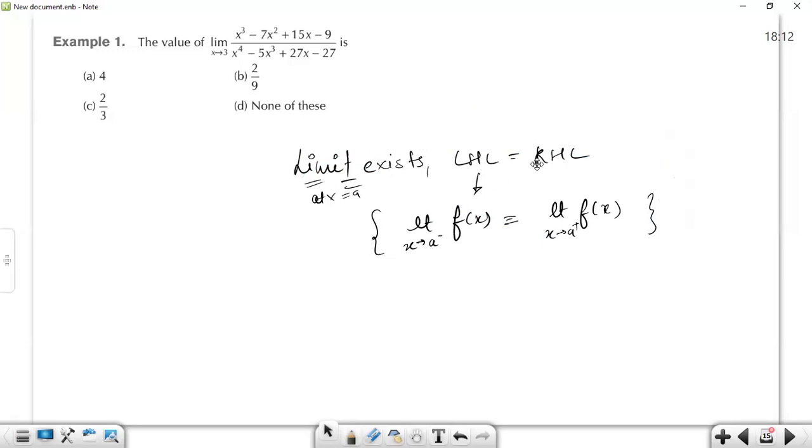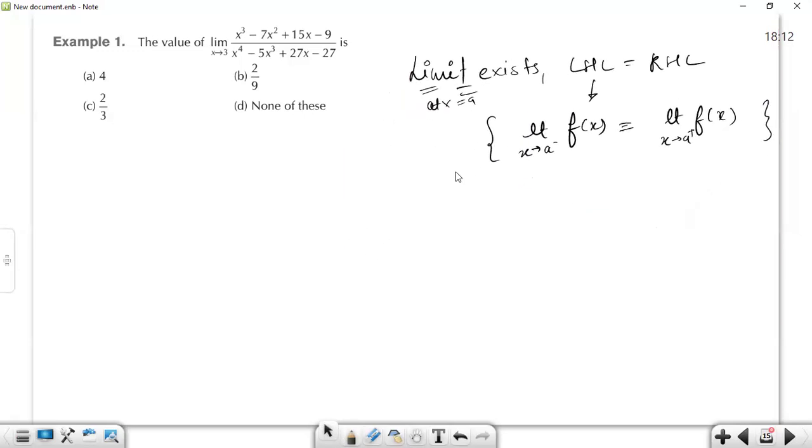Yes, sir. Okay. So let's keep this for our reference here. Now, before solving this question further, we have earlier discussed indeterminate form. Can anyone explain what an indeterminate form is?